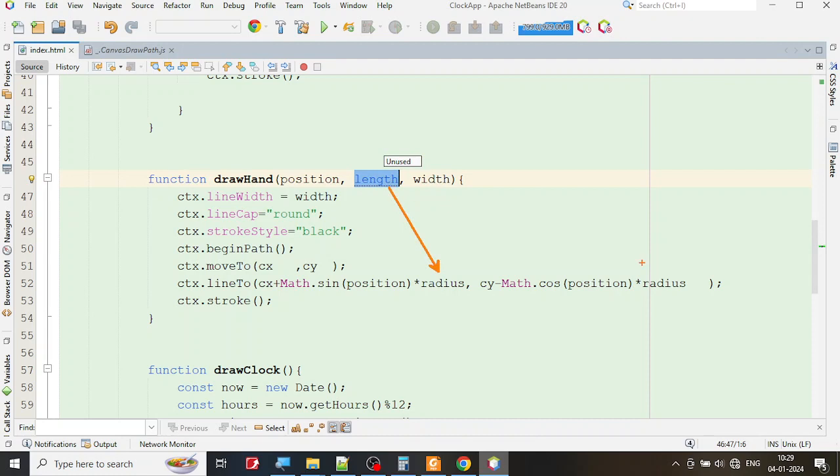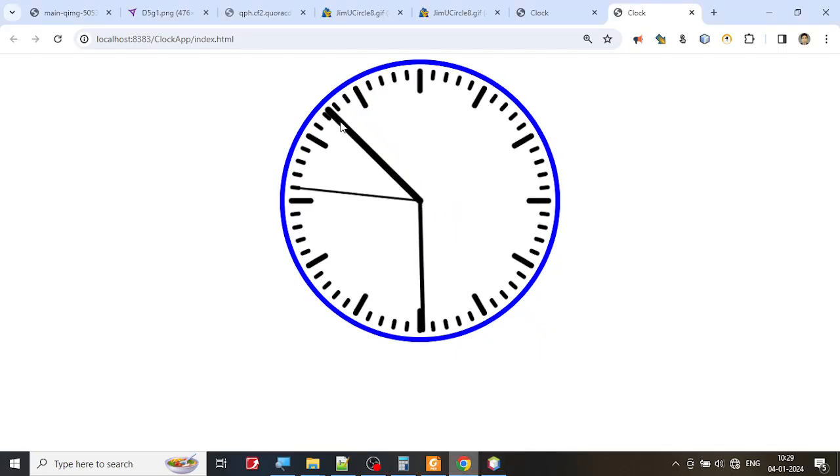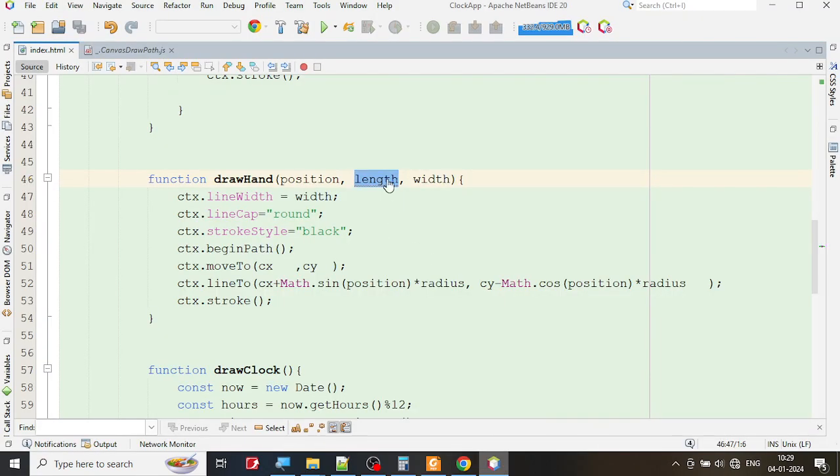This is the length. That's why I was wondering why the length is the same for all of them. If you look here, the hour, minute, and the second, everybody has the same length. I was wondering what is wrong. So I am supposed to multiply it with the length, not the radius. If I multiply it with the radius, all of them will get the same thing. Let me save it. Sorry about that.